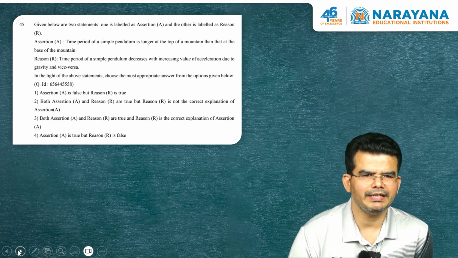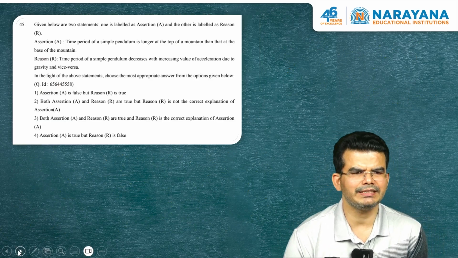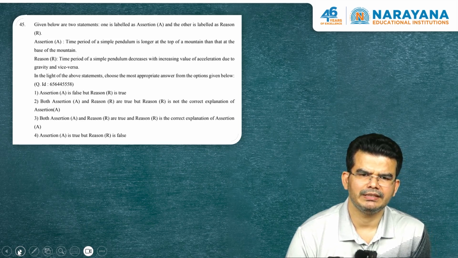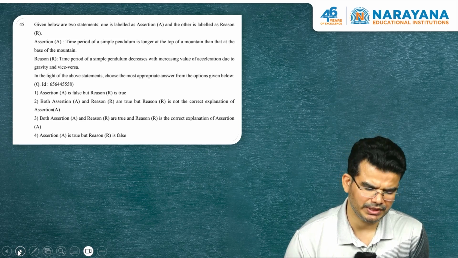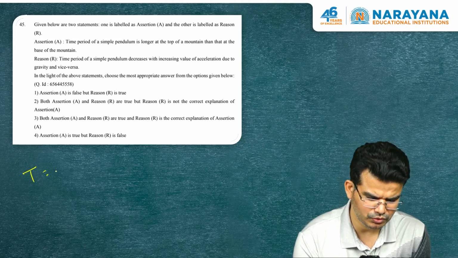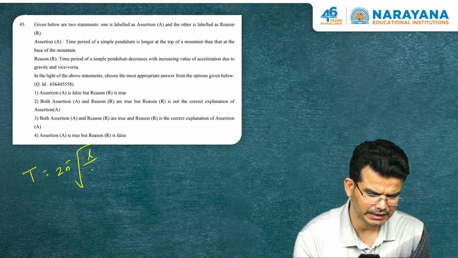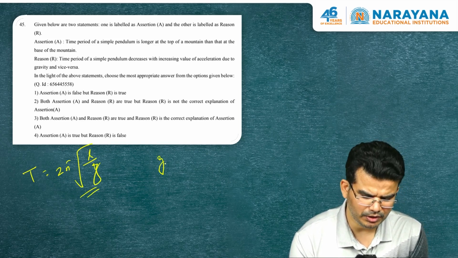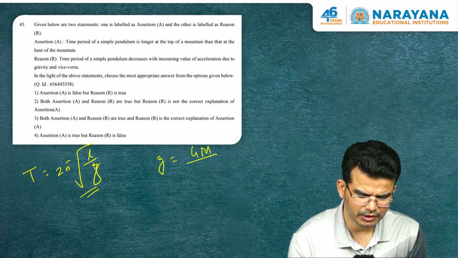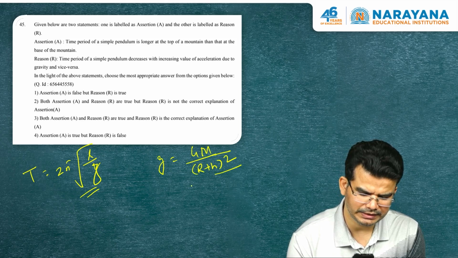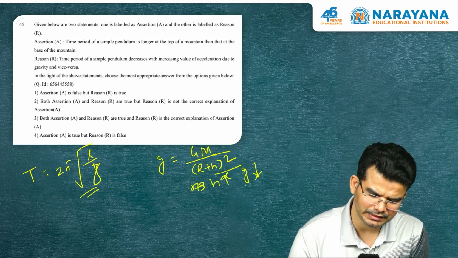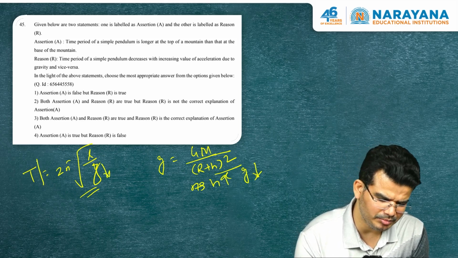Again it is an assertion reason question. What are they saying? Assertion: time period of a simple pendulum is longest at the top of the mountain than that at the base of the mountain. What is the formula for time period? It is 2 pi root over L by g. This is the basic formula. Now, what is the g formula? G M upon r plus h whole square at some particular height. You can see as h increases, g decreases. So, definitely when g decreases, time period will be more.